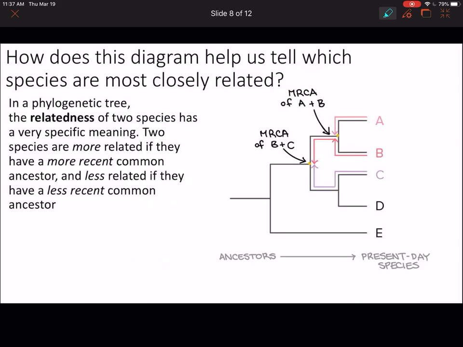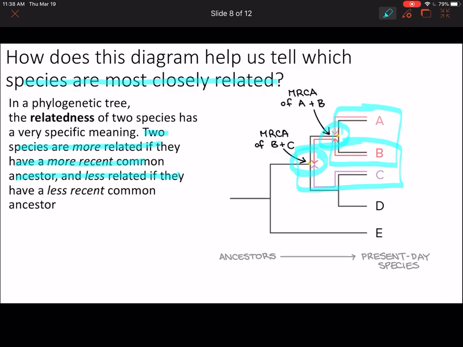When we talk about relatedness and trying to understand which species are most closely related, we can tell that using these diagrams. 2 species are more closely related if they have a more recent common ancestor, and they're less closely related if they have a less recent common ancestor. So, for example, we would posit that species A and B have a more recent common ancestor than species B and C do. And that's because species B and C share a common ancestor that is further in the past than species A and B do.